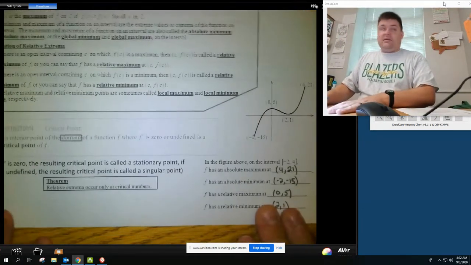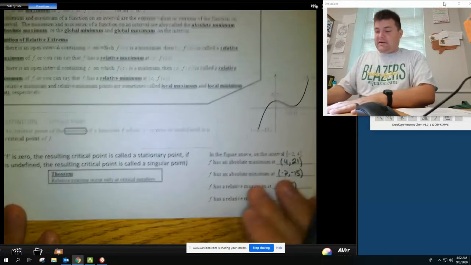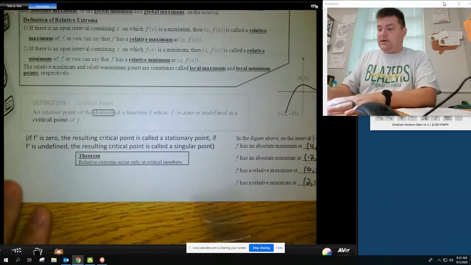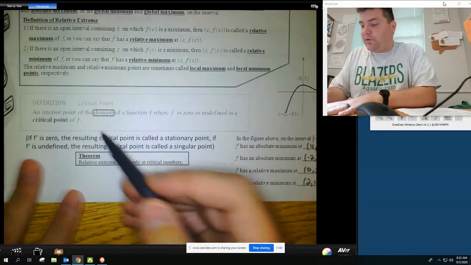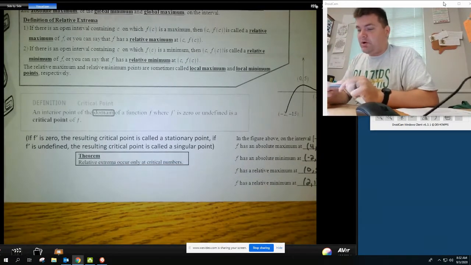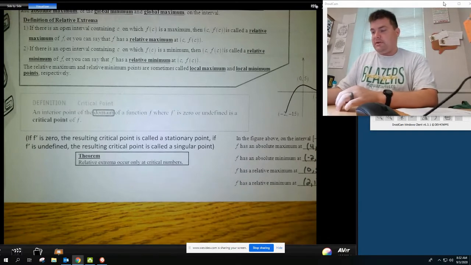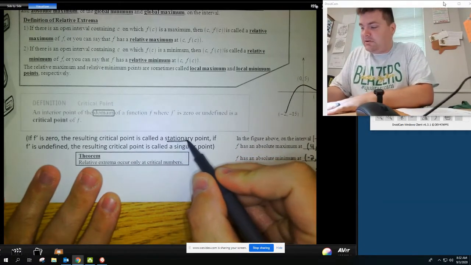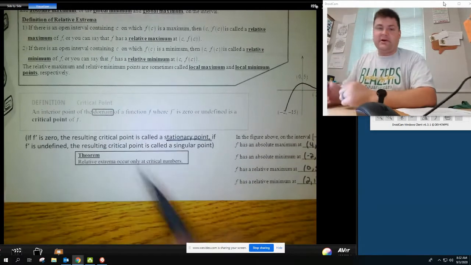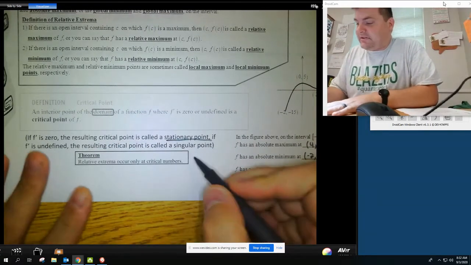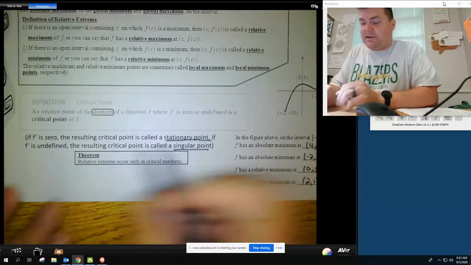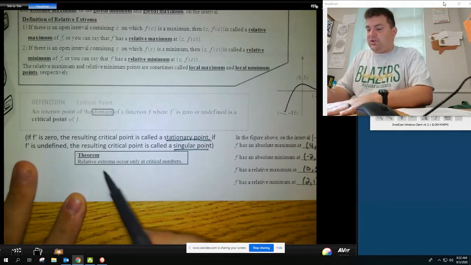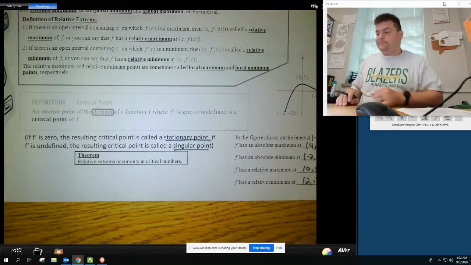All right, and then usually we're not going to be given a graph with this stuff, and you just need to find critical points. Critical points are the interior points of the domain of a function where f prime is 0 or undefined, and that's a critical point. There are two types of critical points. There's a stationary point, and that's when f prime equals 0 at that point, or there is a singular point, and that's when f prime is undefined. Okay? And relative extrema can only occur at critical points.